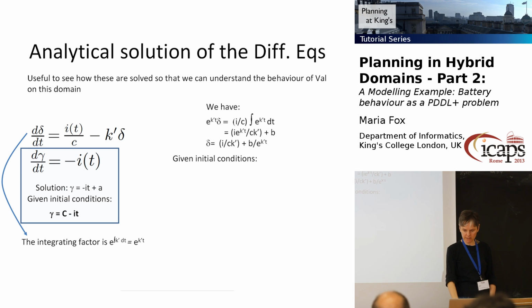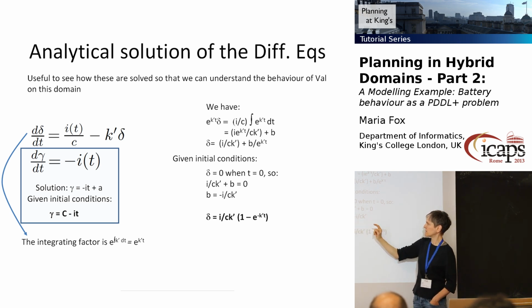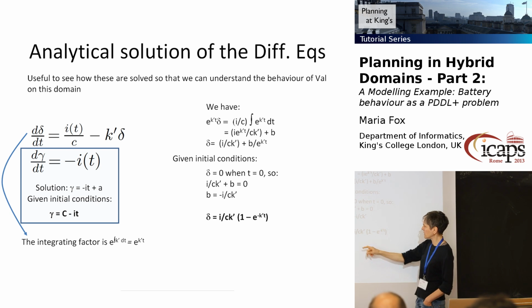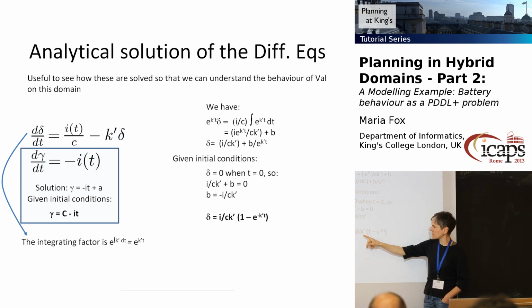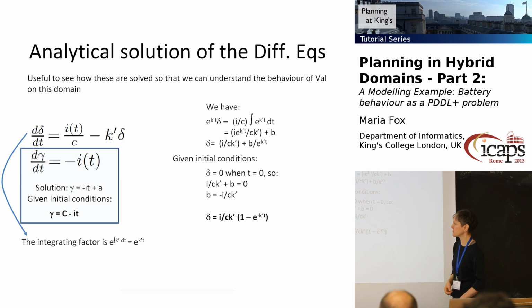And now we can use our initial conditions to get a value for b. So delta is 0 when t is 0, so therefore I over c k prime plus b is 0, which means that b is minus I over c k prime. Okay, so now we've got an initial state value for b, and plugging that in, we end up with delta equals I over c k prime times 1 minus e to the minus k prime t. So at last we have something that tells us that there's going to be negative exponential behaviour going on, and we obviously expect to see that in the VAL report when we look at the validation of our plans.